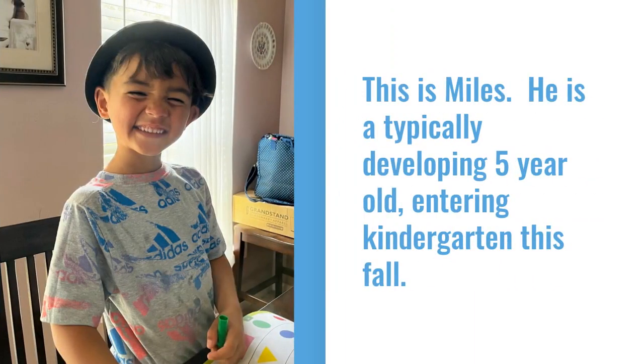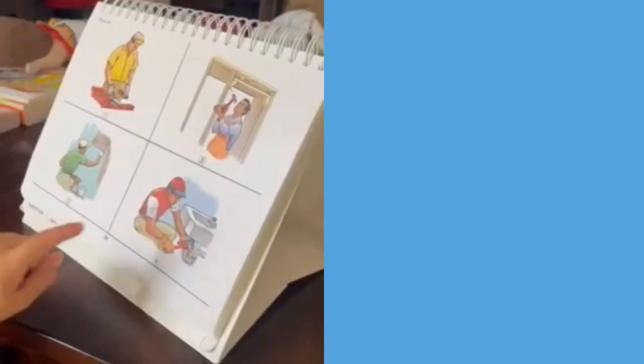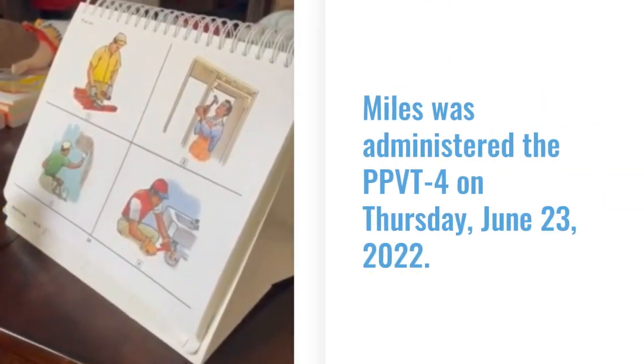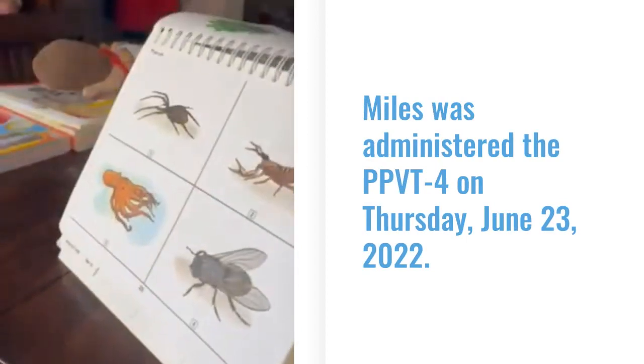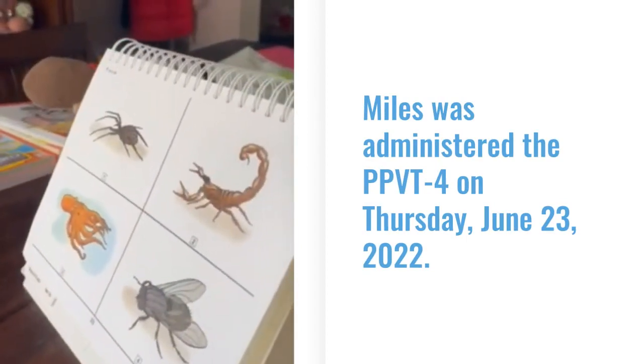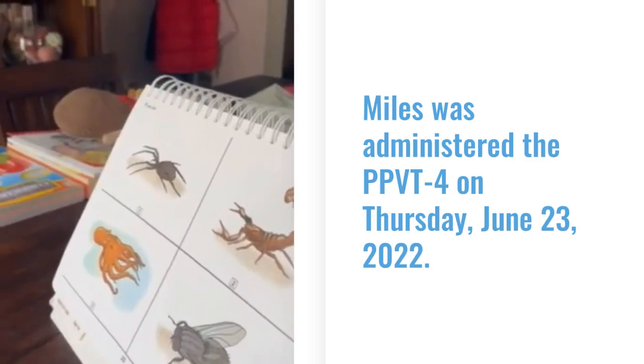This is Miles. He is a typically developing 5-year-old entering kindergarten this fall. Miles was administered the PPVT-4 on Thursday, June 23, 2022.